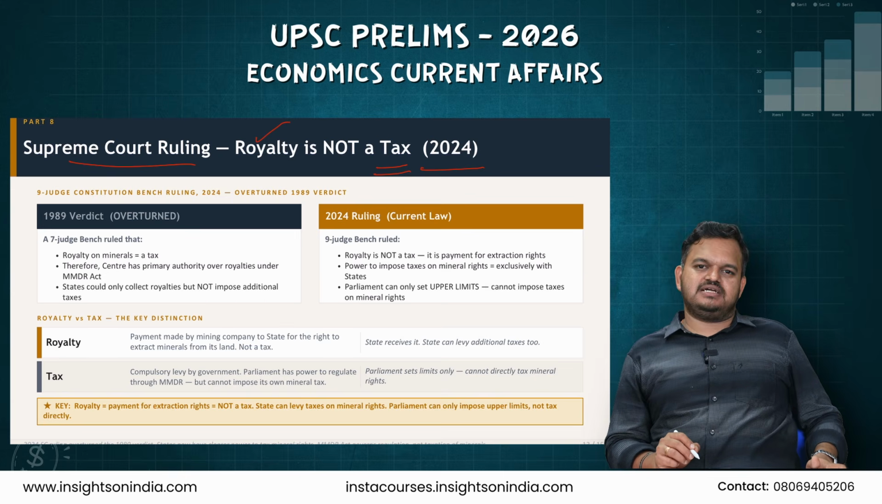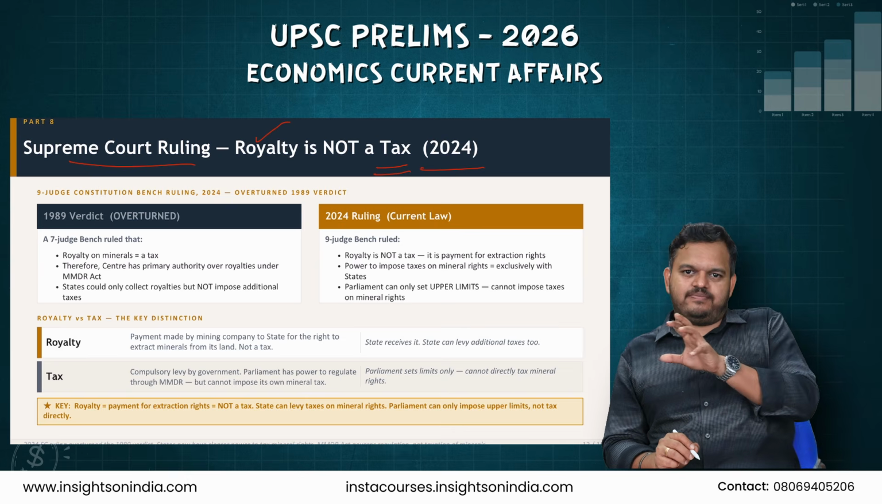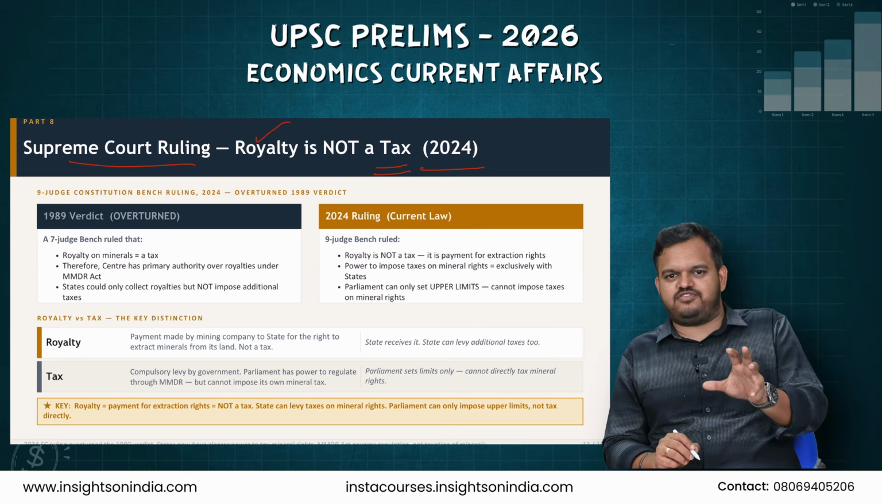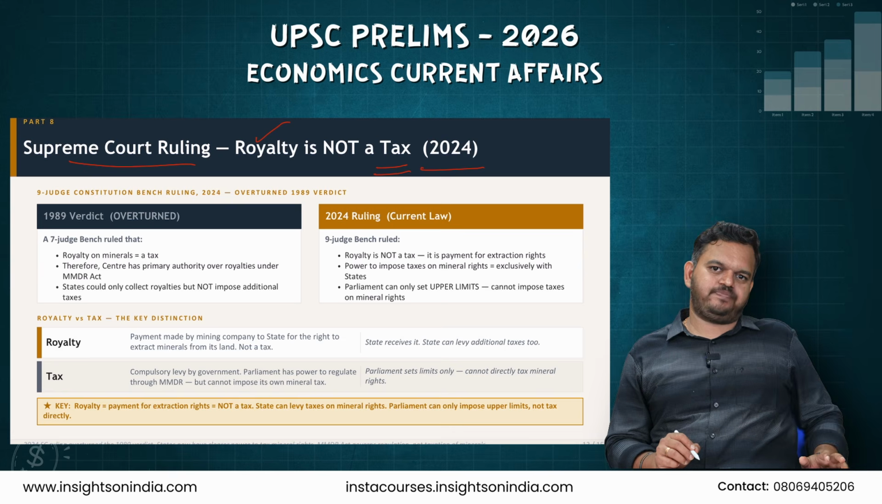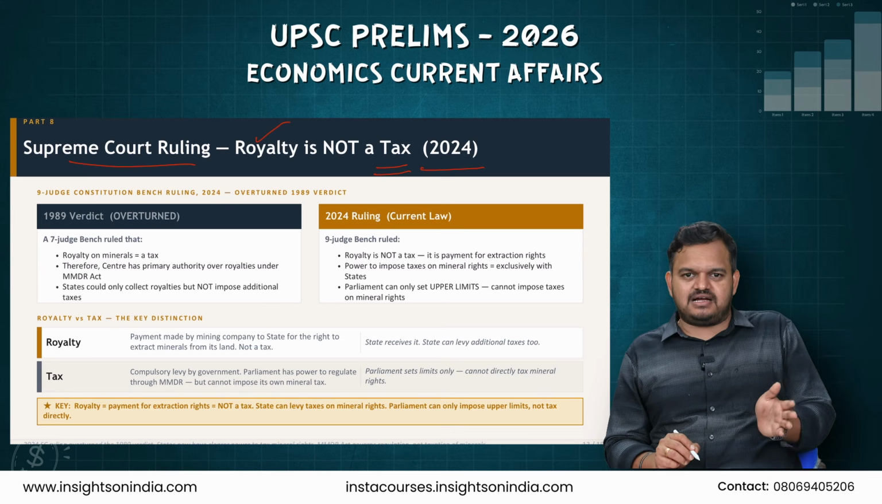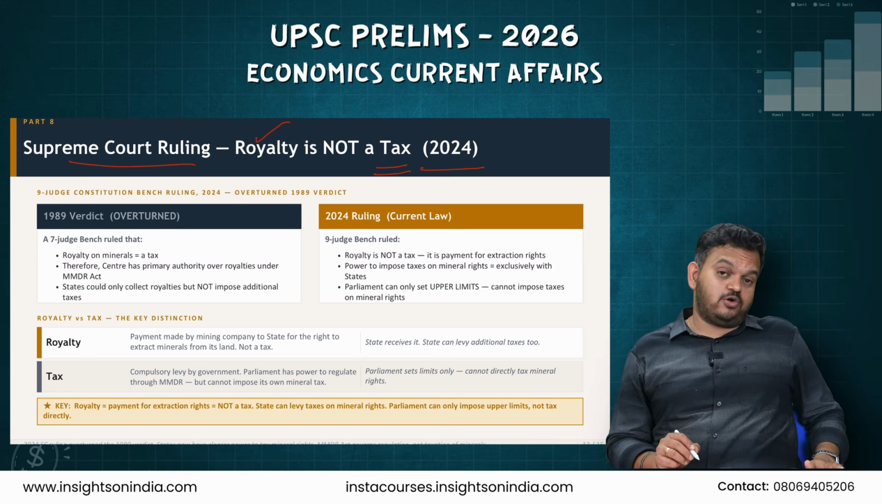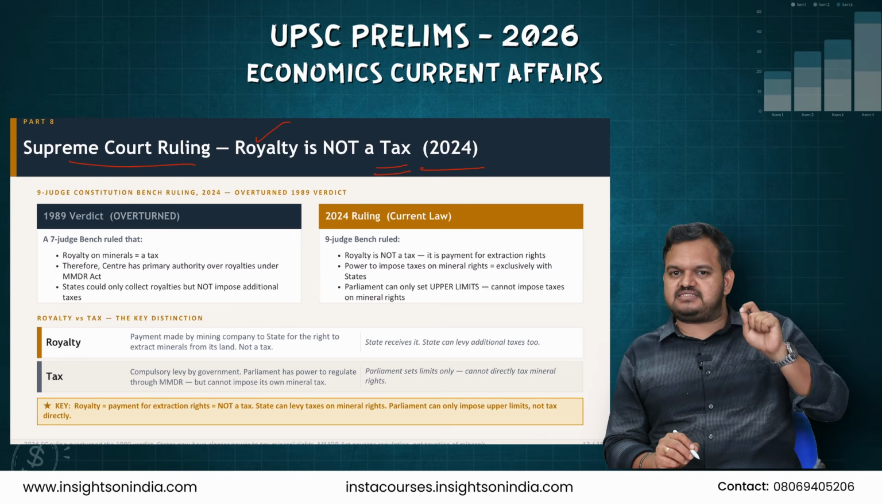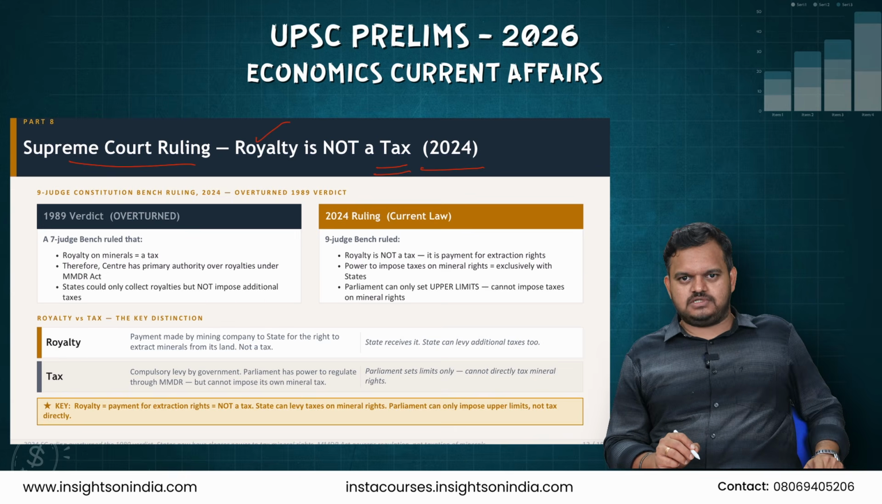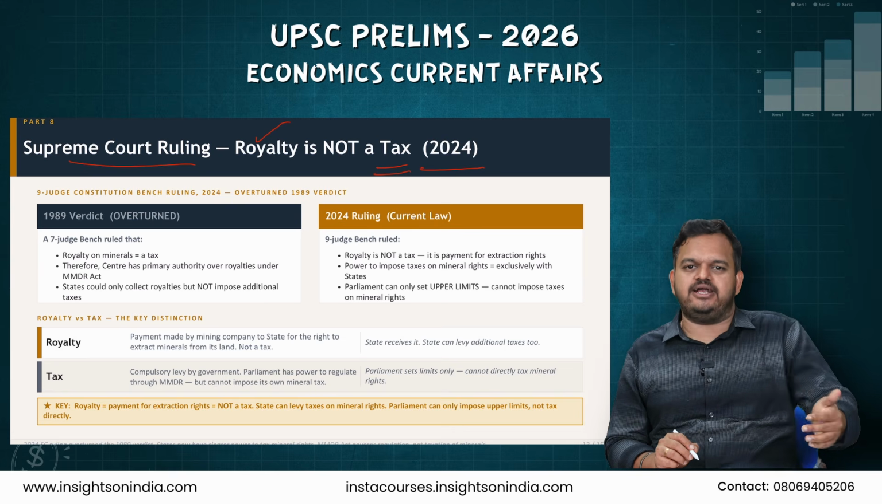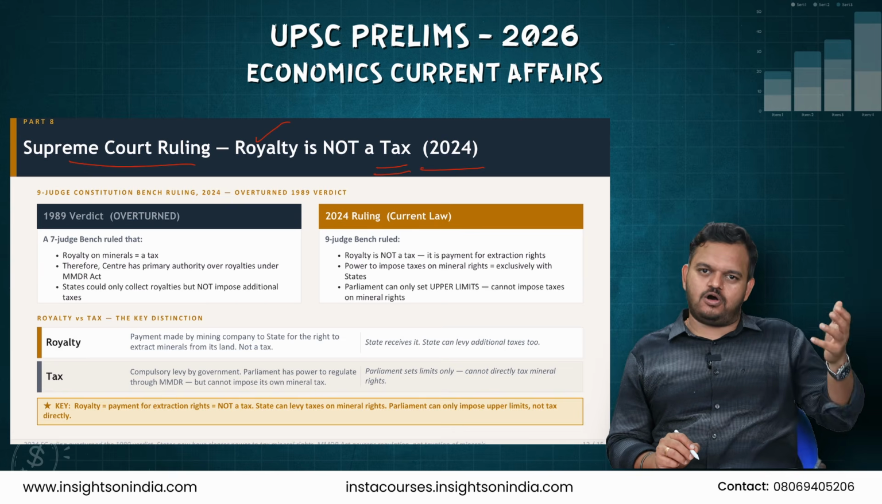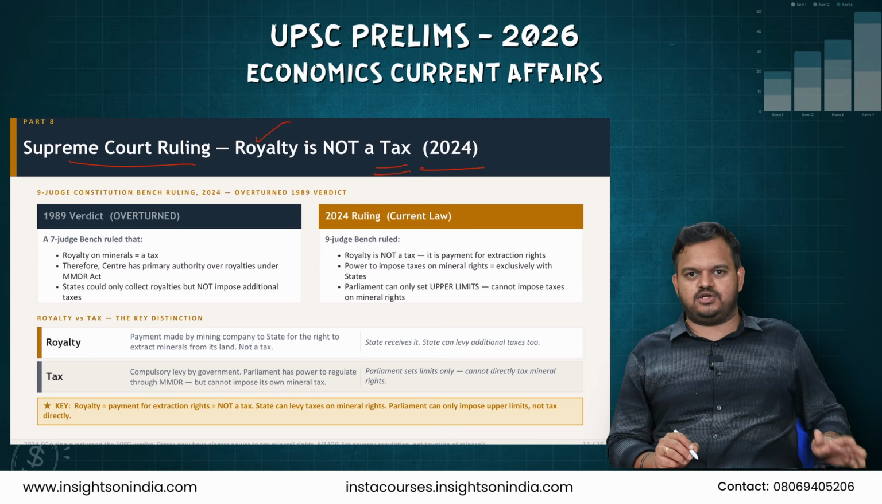Because as I told you, whatever money is collected from the mines will go to the state government. Also I told you that Parliament fixes the royalty, right? State governments collect the royalty, and they have all the authority to utilize it for their own purposes. They don't have to share any part of the royalty with the central government.